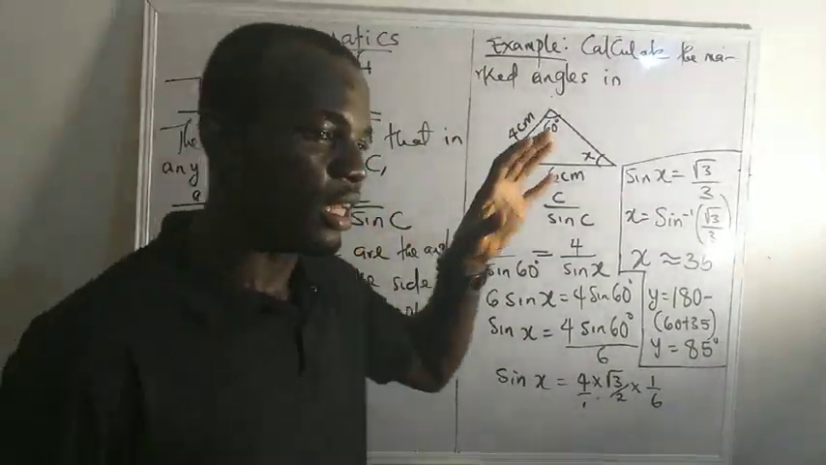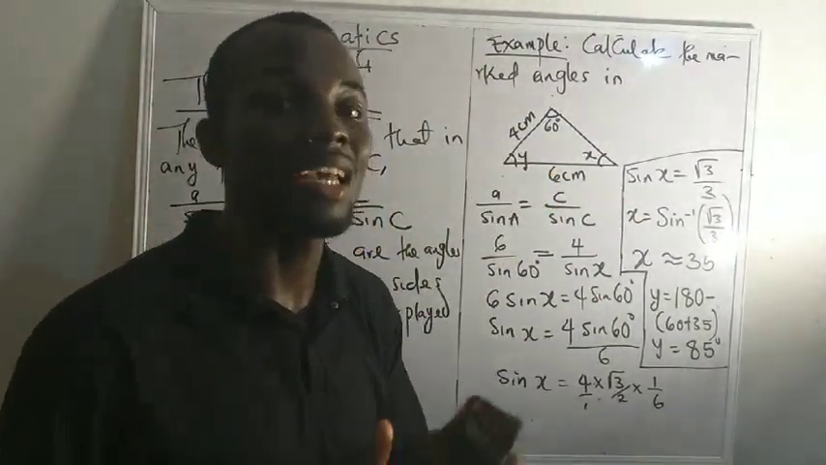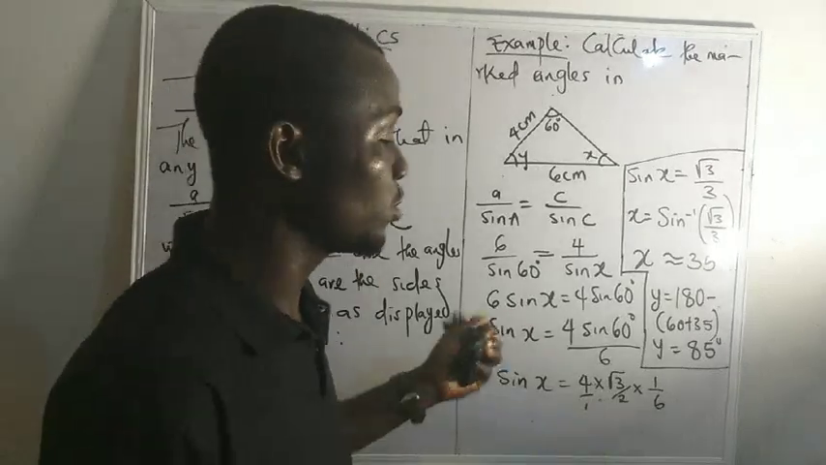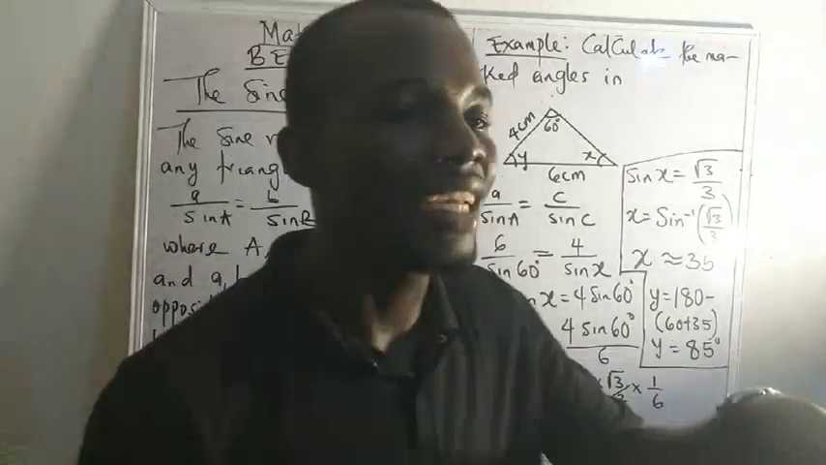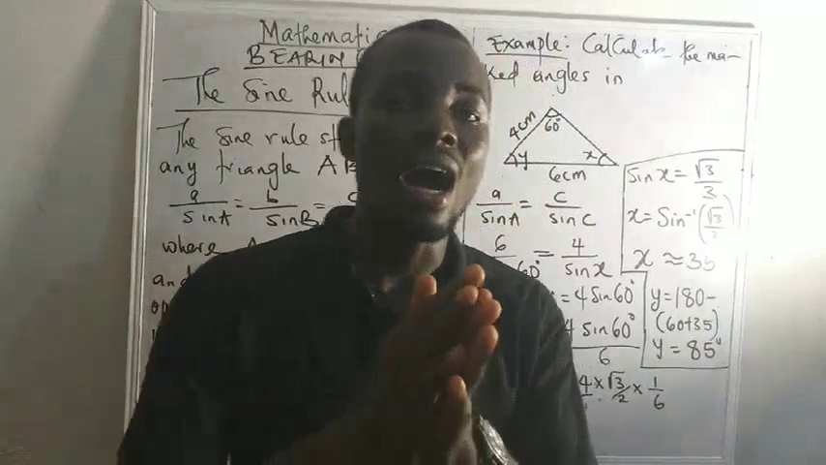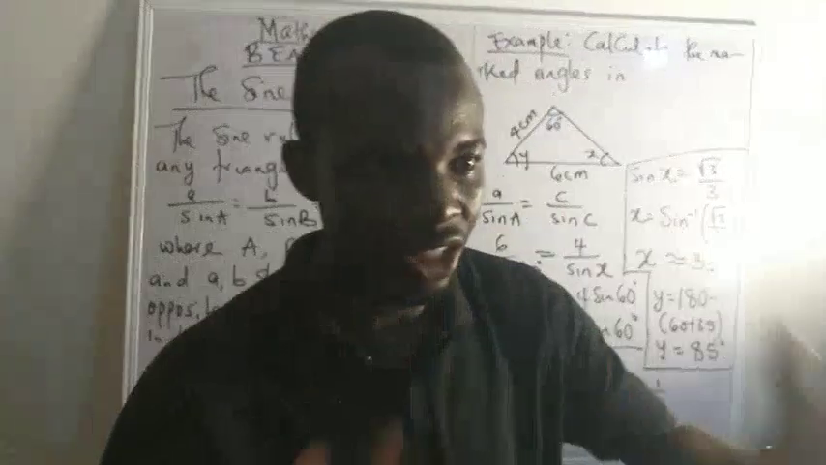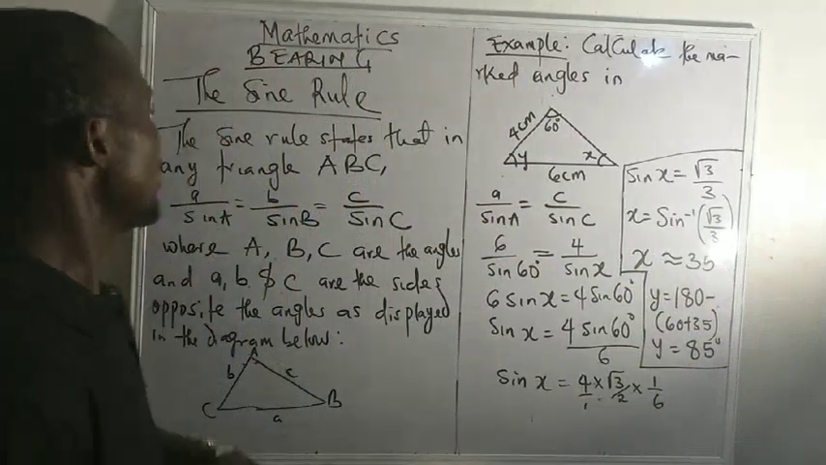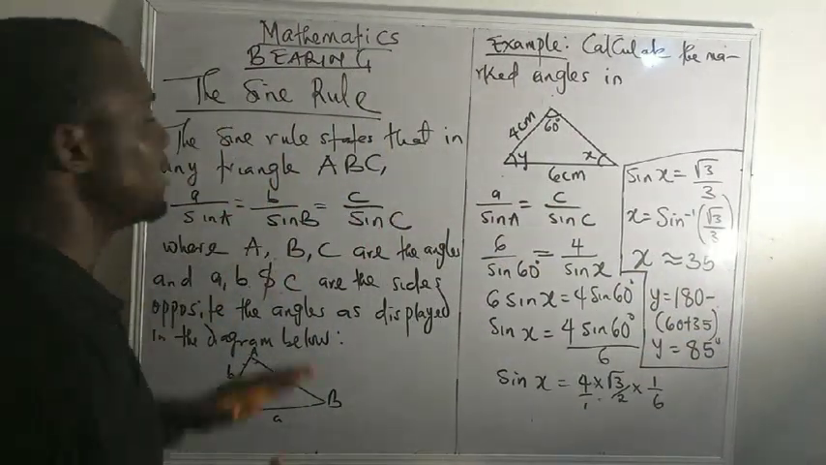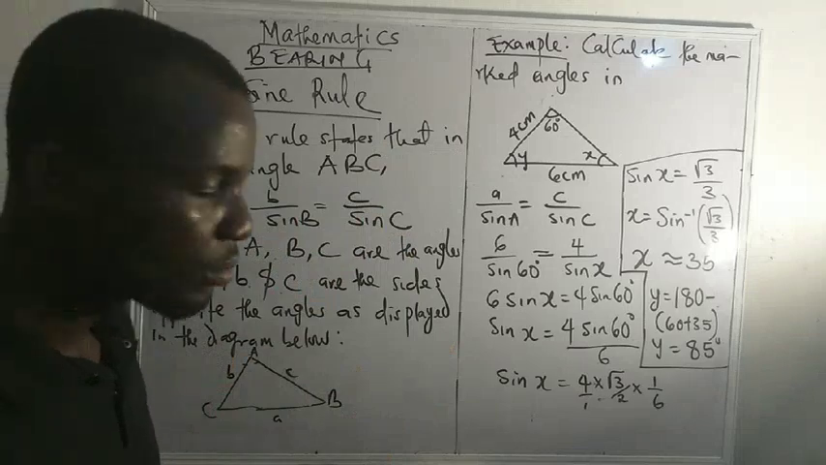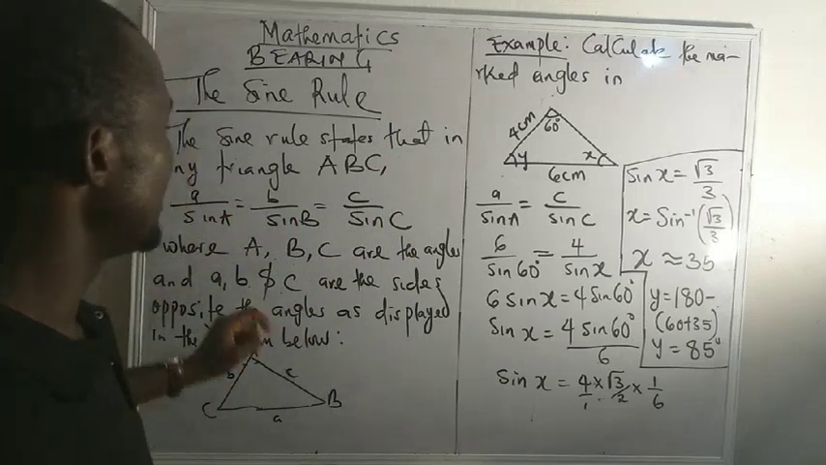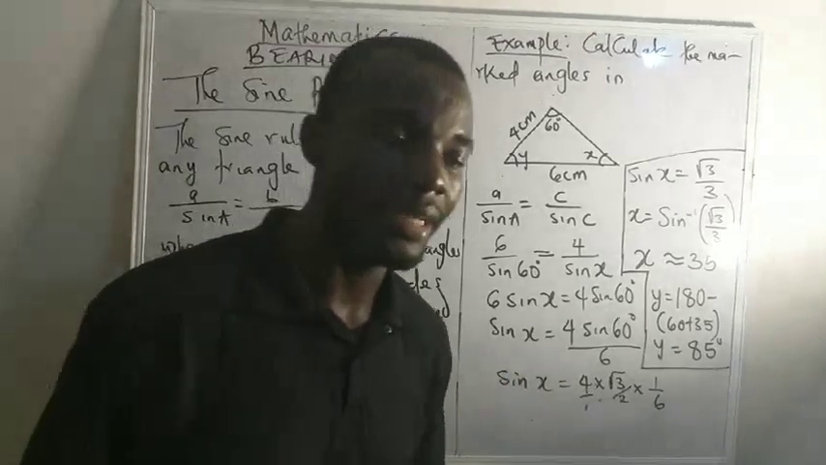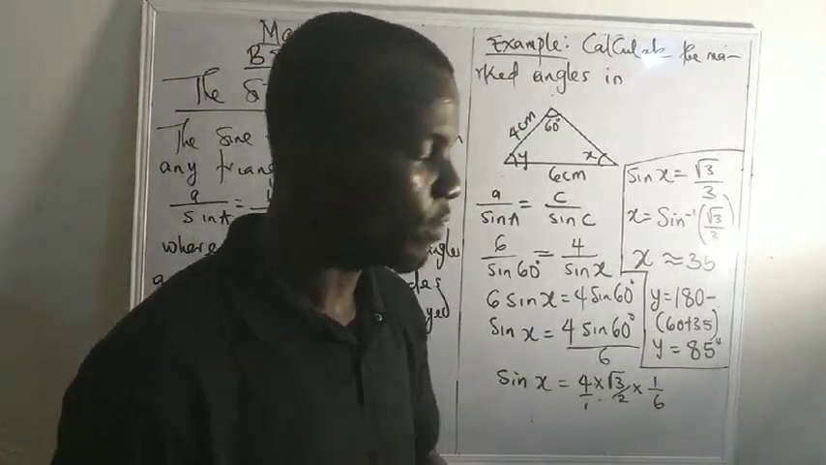Sine rule is a rule used for solving problems involving triangle. And since most of the work we'll be doing in bearing will be leading us to a triangle case, that is why we must consider this rule. The sine rule states that in any triangle ABC, a over sine A equals b over sine B, and that is equals to c over sine C.